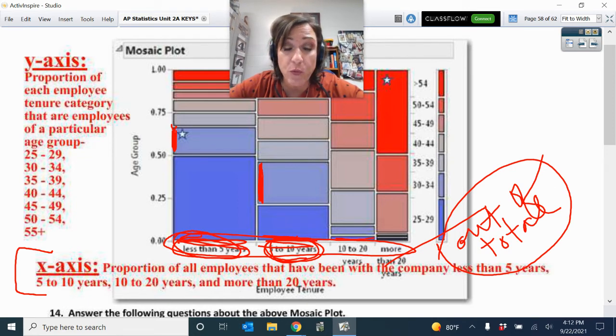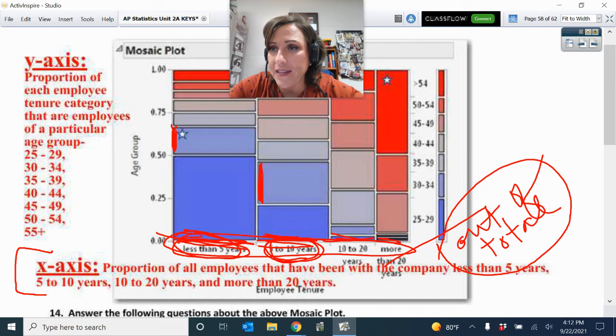So the interpretation of the y-axis is the proportion of a particular employee tenure category that is a particular age group, the 25 to 29 year olds, or 30 to 34, and so on and so forth, all those age groups. So that's a big deal. You've really got to think about that.